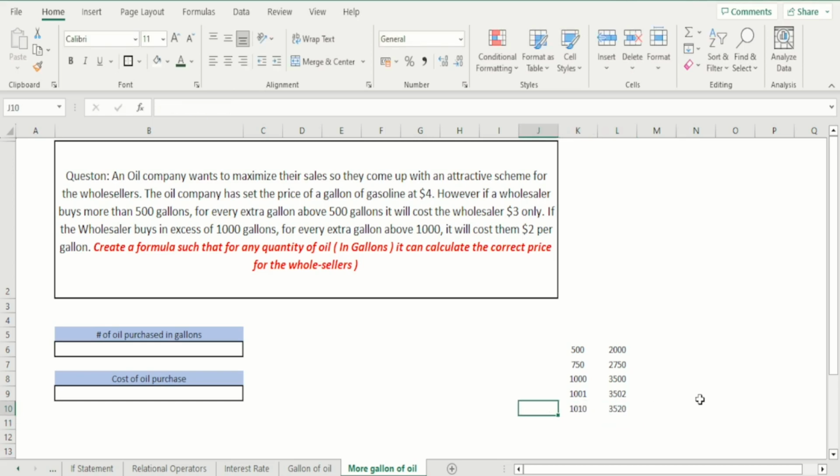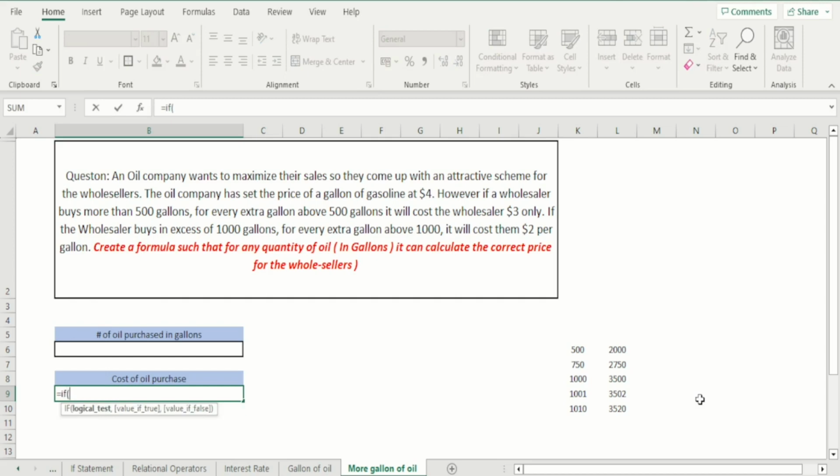So now we have done this by hand. Now let's try and construct the equivalent if function formulation right here. Okay, so let's begin. If the first condition, the quantity being purchased, is less than or equal to 500, then we simply want to multiply the quantity by 4. This is similar to what we saw in the last example.